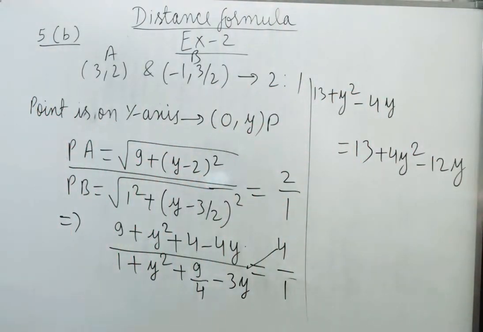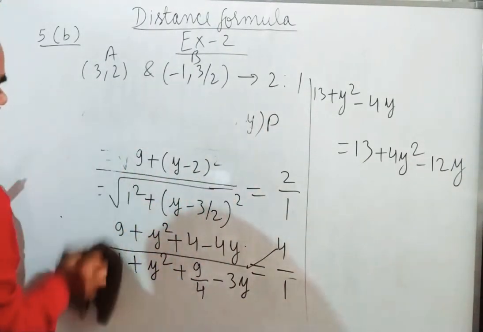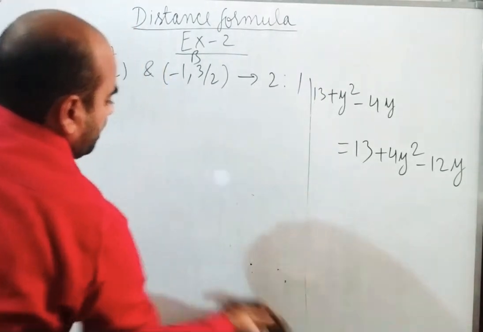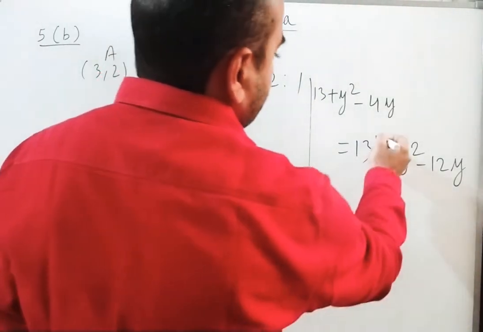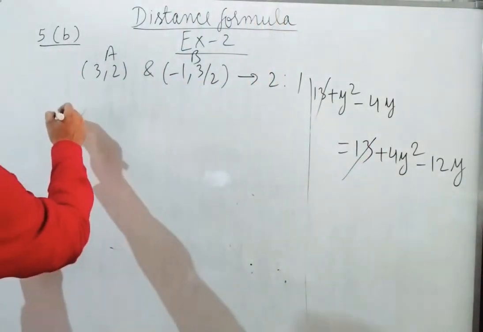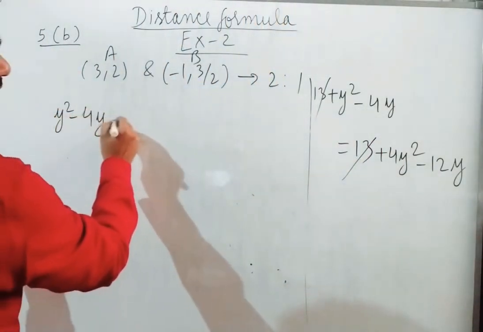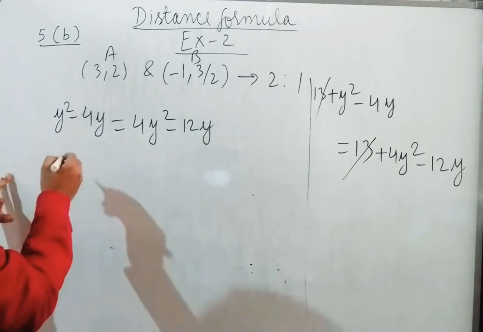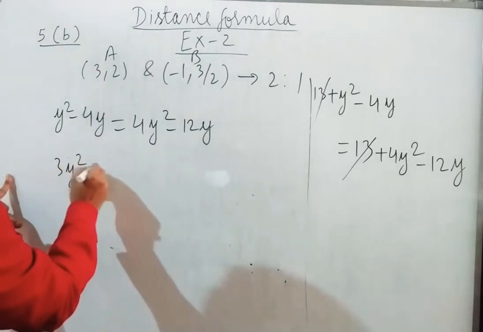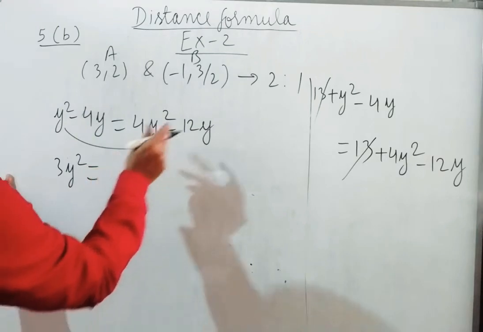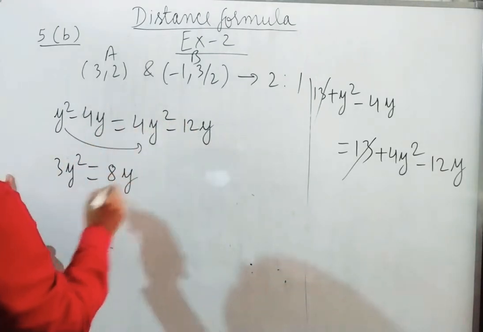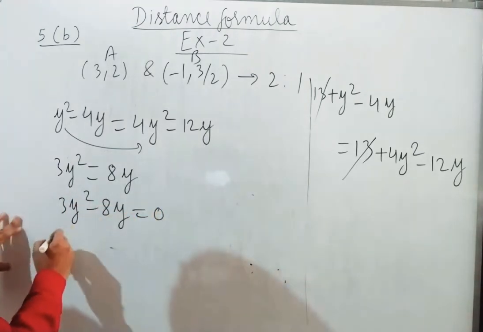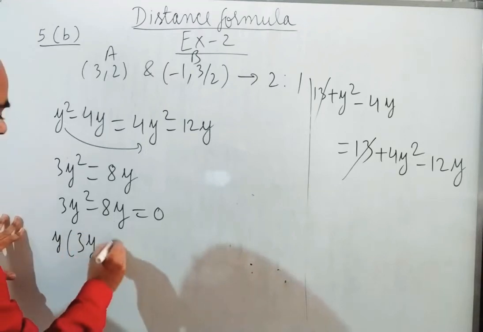So now after simplifying, on both sides 13 and 13 cancelled. What is left? y square minus 4y is equal to 4y square minus 12y. So 4y square minus y square, this will give 3y square, correct? And this will give plus 12 minus 4, that is 8y. So 3y square minus 8y is equal to 0. That is why y(3y minus 8) is equal to 0.